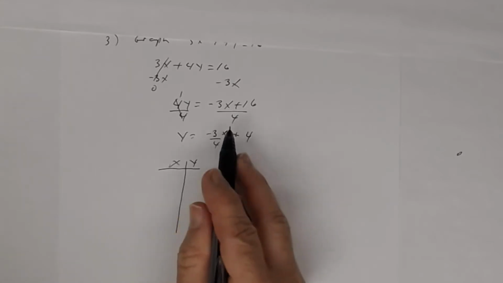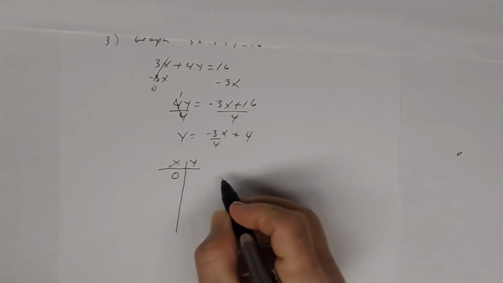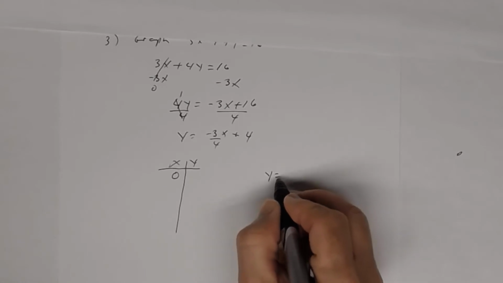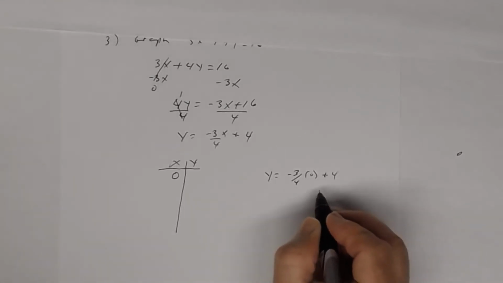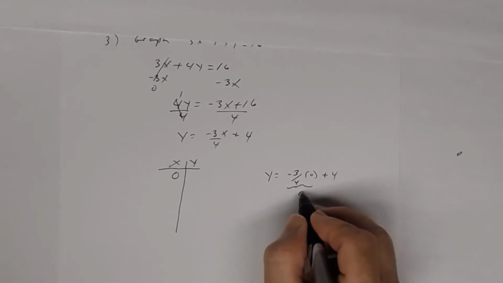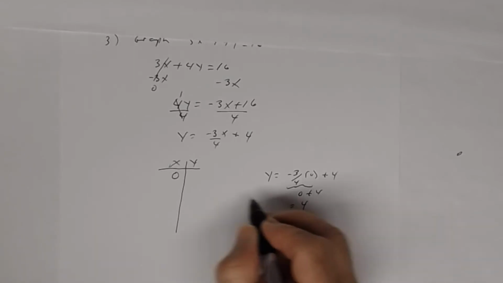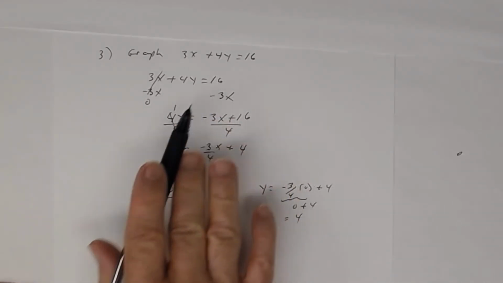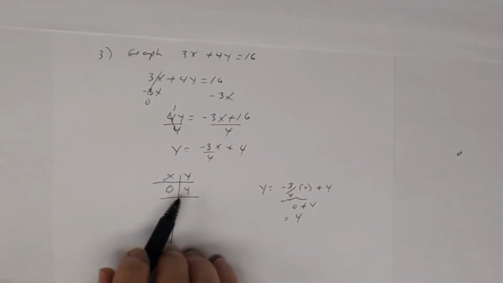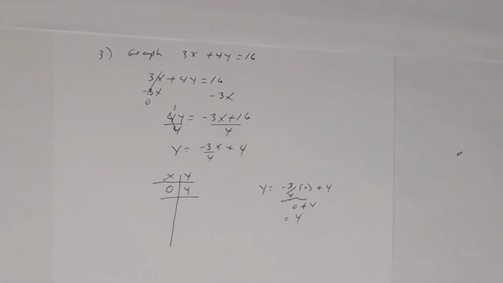It's always nice to use 0. So if x is 0, I have y equals negative 3/4 times 0 plus 4. Negative 3/4 times 0 is 0. 0 plus 4 is 4. So I found a solution to this equation. I found an ordered pair, a point that will lie on its graph.